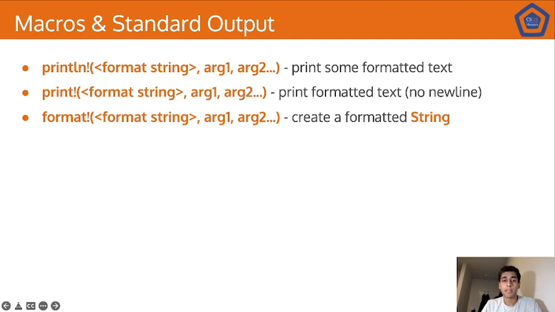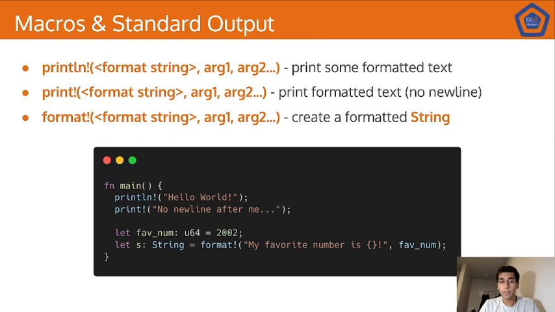So let's get into an example. We can print hello world. There are no curly braces here, so we do not need to specify formatting arguments. Same thing, print, but there's no new line after this. And let's say we want to create a format string.